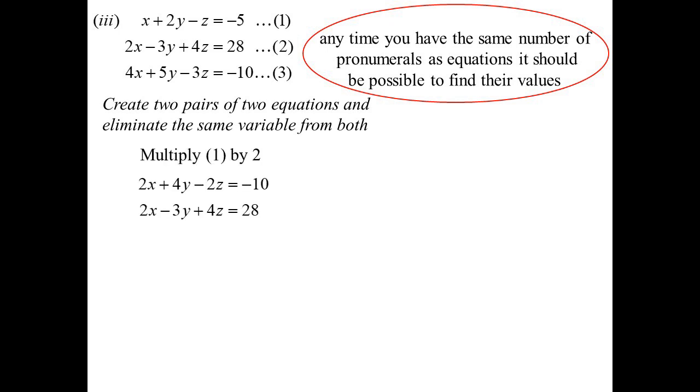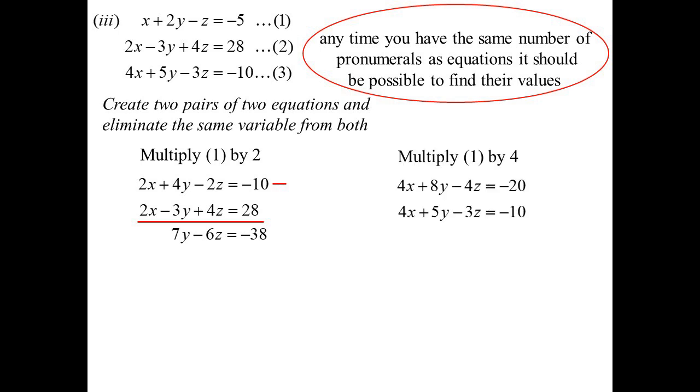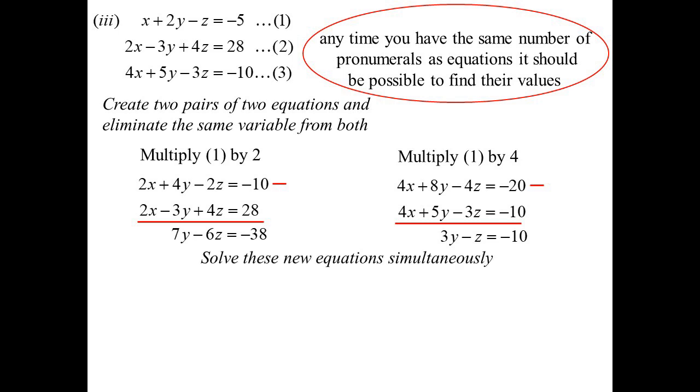First of all, I'm going to multiply the first equation by 2 and match that one up with equation number 2. The coefficients are the same for the x values there. So I can eliminate the x's. So I got 7y minus 6z. Now I pick another pair and eliminate the same variable. Now I'm going to multiply the first one by 4 and match that up with the third equation. Again, I can eliminate the x's and I get these 2 new equations. But now I've got 2 equations, 2 pronumerals, what we're used to seeing.